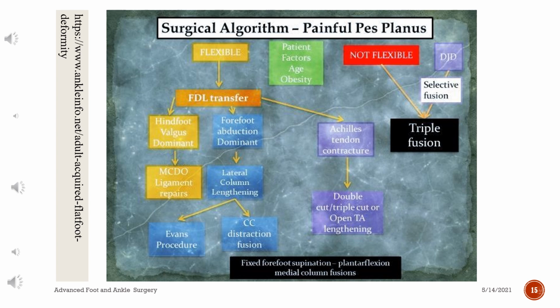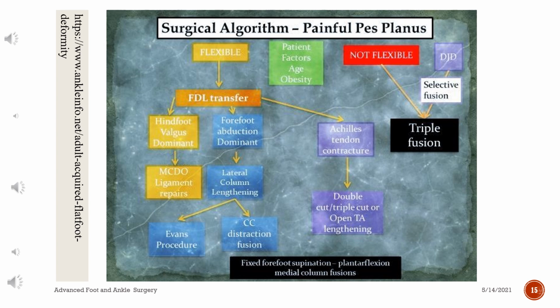If the deformity is flexible, consider flexor digitorum longus transfer. If hindfoot valgus is dominant, consider medial calcaneal displacement osteotomy with ligament repair. If forefoot abduction is dominant, consider lateral column lengthening; you can do the Evans procedure. And if an Achilles contracture has been detected, consider Achilles tendon lengthening.